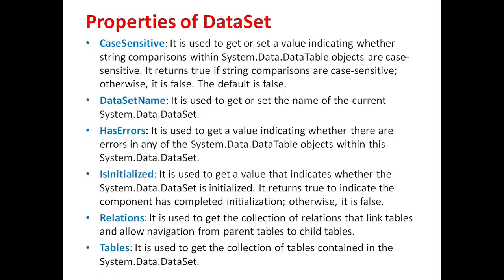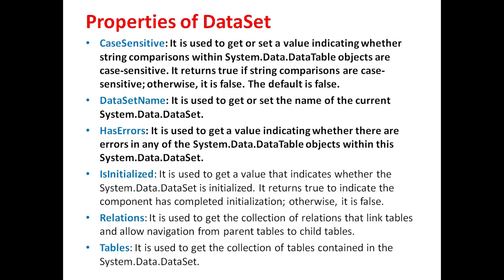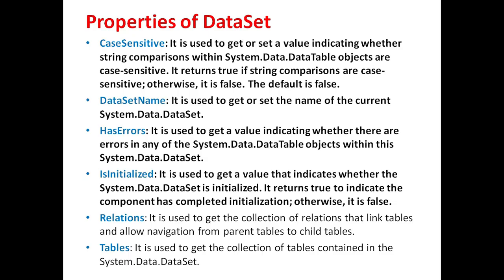Different properties of DataSet are: CaseSensitive. It is used to get or set a value indicating whether the string comparisons within the DataTable objects are case sensitive. It returns true if the string comparisons are case sensitive, otherwise it returns false. The default value is false. Then DataSetName. It is used to get or set the name of the current DataSet. HasErrors. It is used to get a value indicating whether there are errors in any of the DataTable objects within the DataSet. Then IsInitialized. It is used to get a value that indicates whether the DataSet is initialized. It returns true to indicate the component has been initialized, otherwise it returns false.